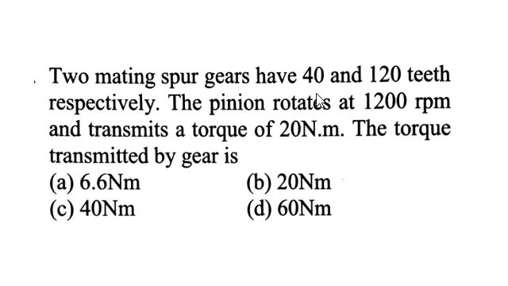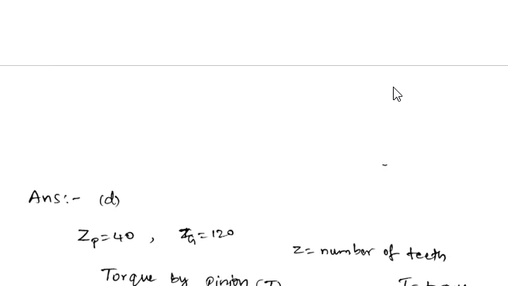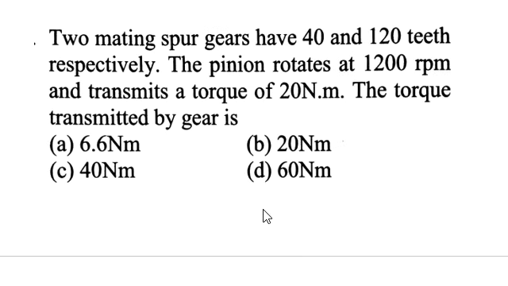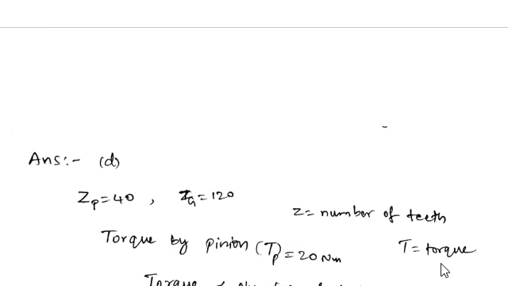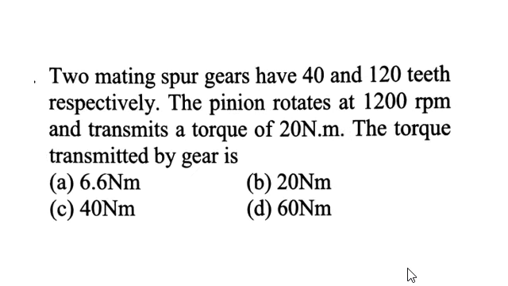Number of teeth on the pinion is given as 40 and on the gear as 120. So Zp and Zg, number of teeth on gear, is 120. The torque transmitted by the pinion is given as 20 Newton meter. Capital T is the symbol for torque and Z for the number of teeth. The torque by the pinion is given, and the torque transmitted by the gear is asked.